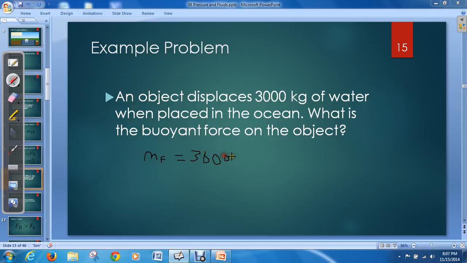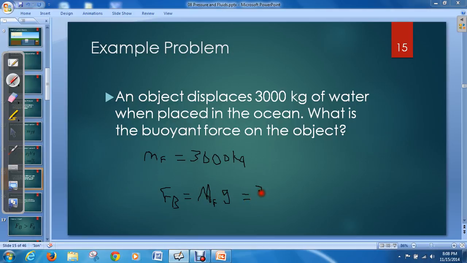Okay, and so we're going to plug it into the buoyant force equals mass of the fluid displaced times g. Okay, and again, I apologize for the sloppy handwriting. So mass of the fluid displaced times g. Okay, we know g, we know mf, so we just plug them in.